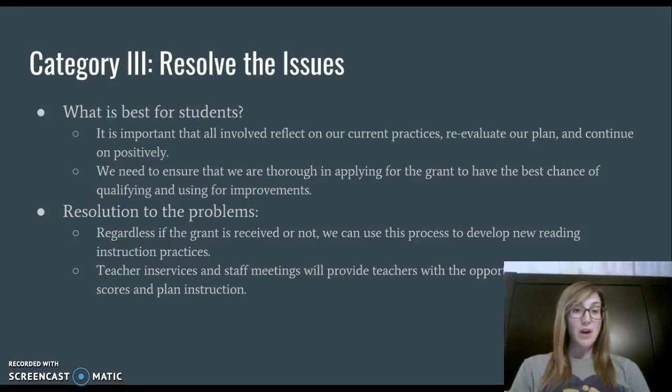Resolution to the problems, regardless if we get the grant, we can use this process to develop new reading instruction practices and again do some self-reflecting and make some positive changes for our students. And with that in mind, for myself as an educational leader, I would want to provide the teachers with more opportunities to discuss our reading scores and more time to plan their instruction with each other at teacher in-services and staff meetings.